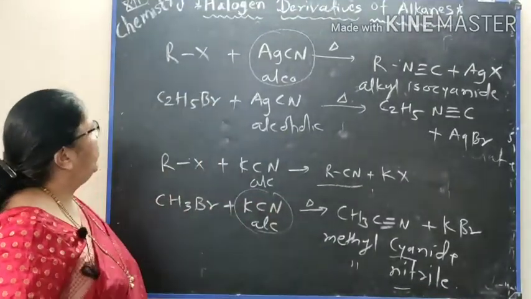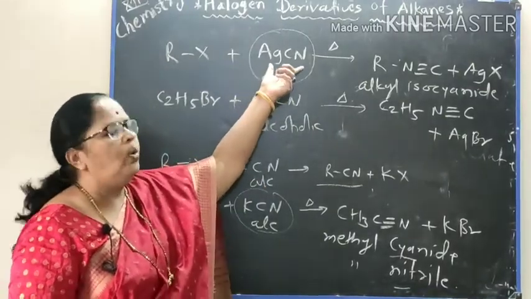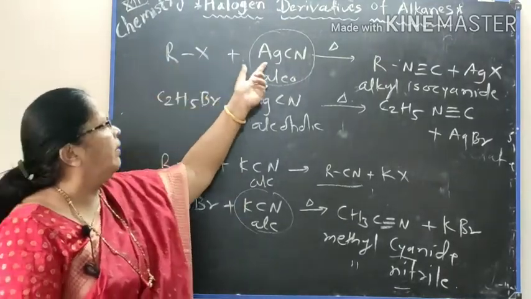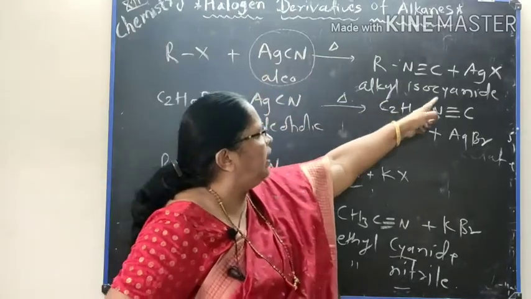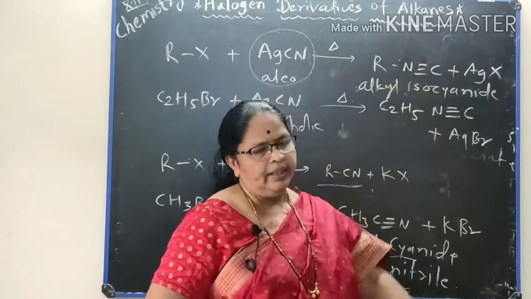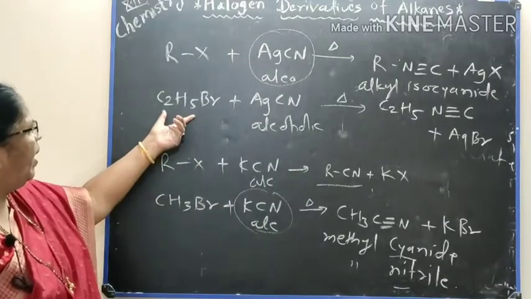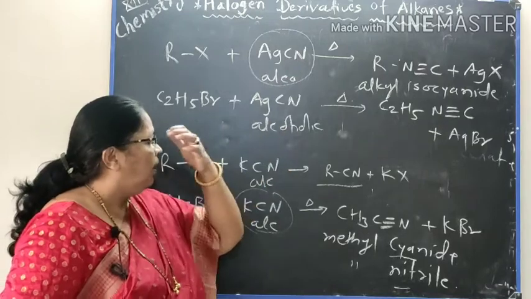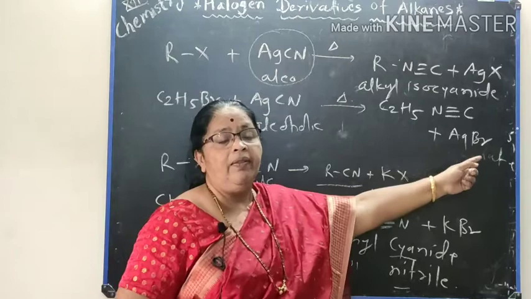Next we will see the reaction of alkyl halide with alcoholic potassium cyanide and alcoholic silver cyanide. We will first see, when alkyl halide is treated with alcoholic silver cyanide, it gives the alkyl isocyanide with AgX, that is silver halide. For example, ethyl bromide is treated with silver cyanide in presence of alcohol. After heating it gives ethyl isocyanide with silver bromide.